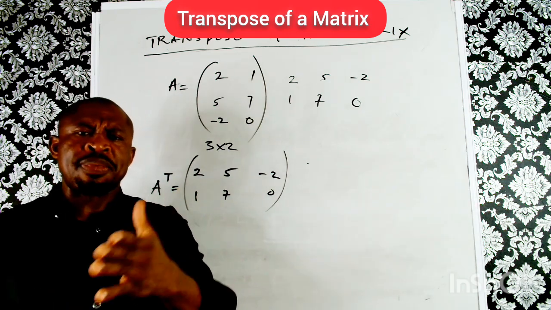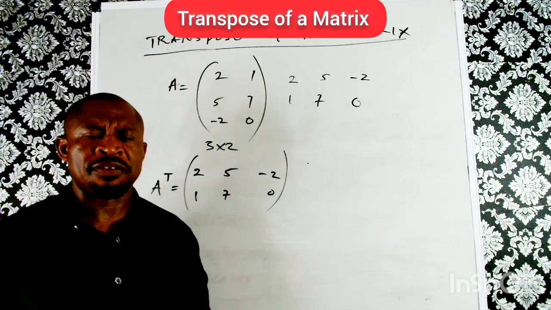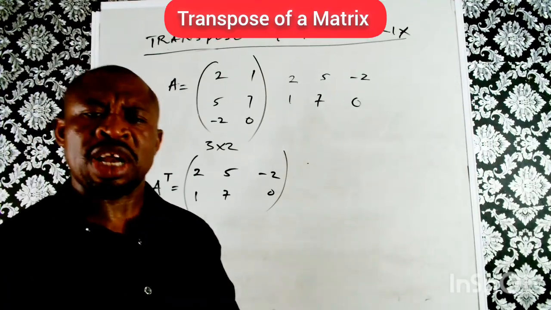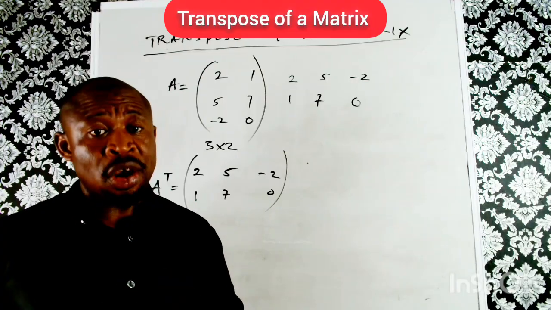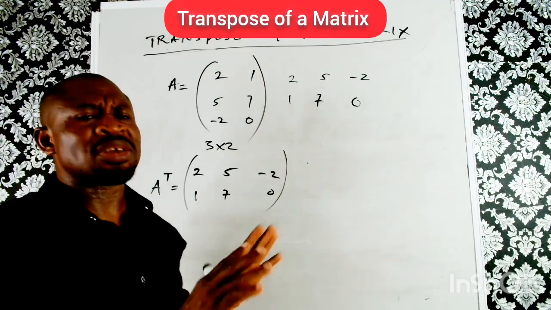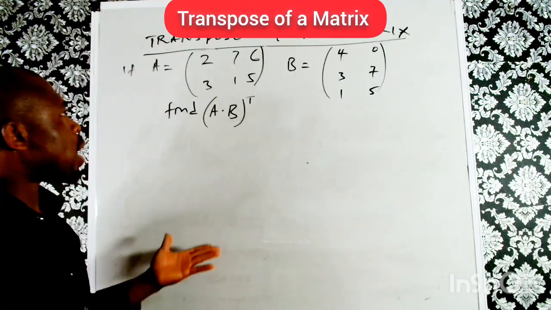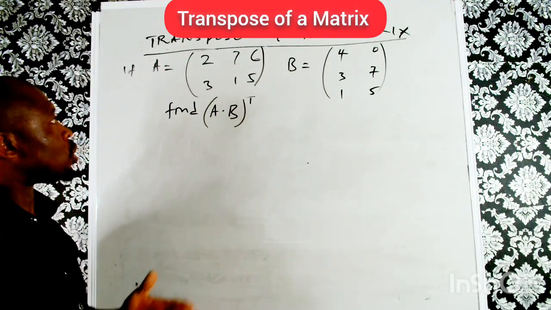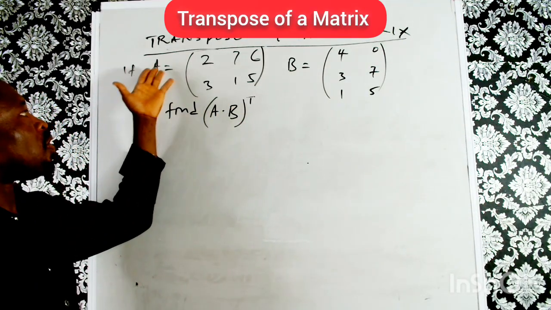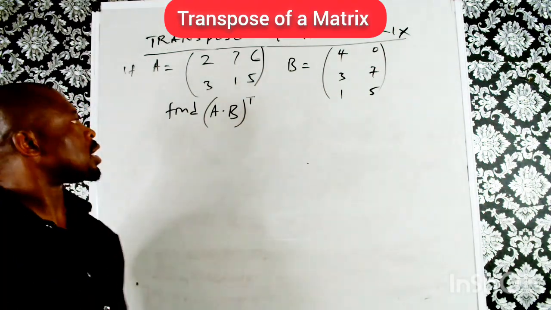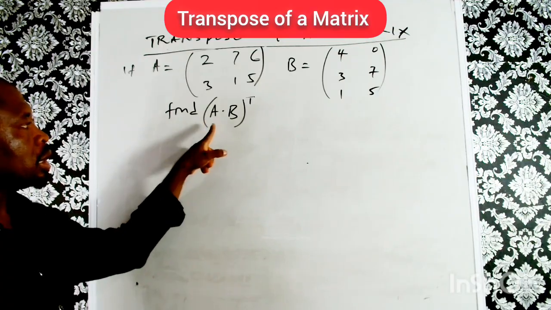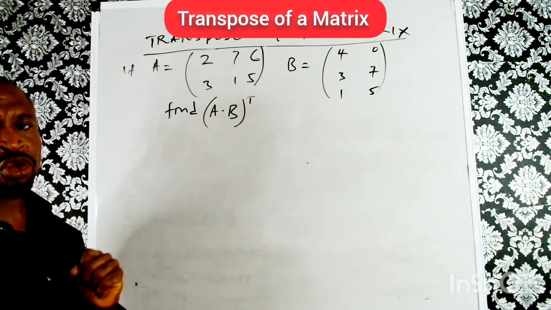Now, you may be given a particular value. If you are given a particular value, all you need to do is convert it into either row or column, and it gives you the transpose. Simple. Now, we have this problem on the board. If matrix A is this, matrix B is this, determine (A dot B) transpose.